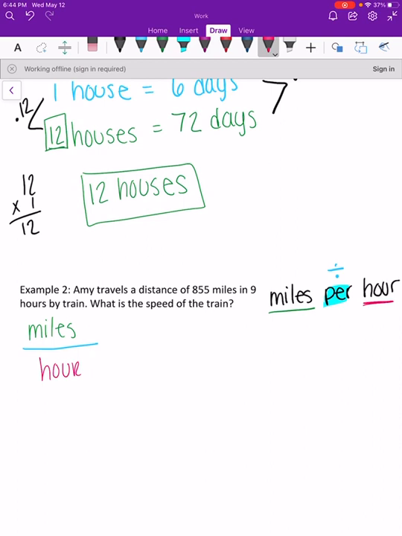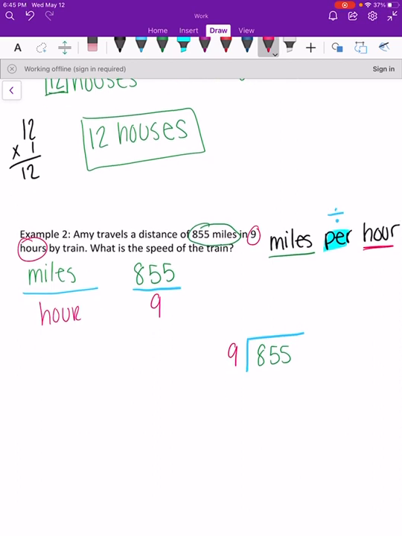Okay, so my miles is 855 miles. So I'm going to say 855. I'm going to put my division sign. And then my hours is 9 hours. So I'm going to divide by 9. So now I actually have to divide 855 by 9. So I'm going to say 855 divided by 9.